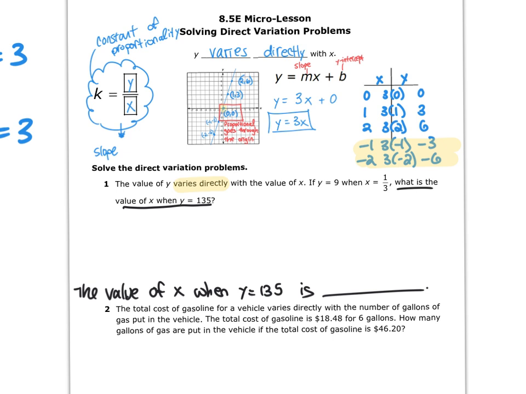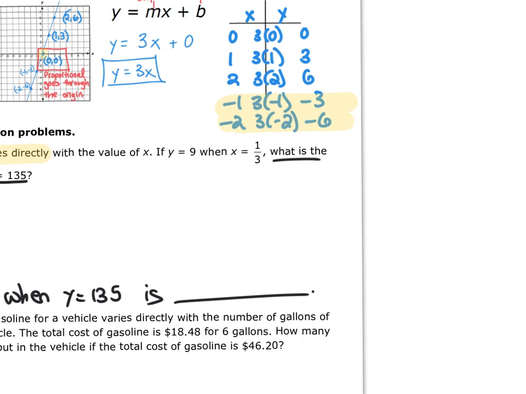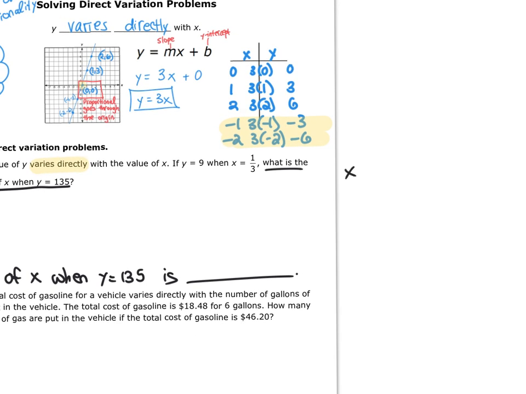I liked that strategy. All right, so let me get some space to write. We need an x column and a y column. I'm going to leave some space between them. Okay, x is 1/3. When x is 1/3, y is 9. I need to know what x is when y is 135. So that's what I'm trying to figure out right there.